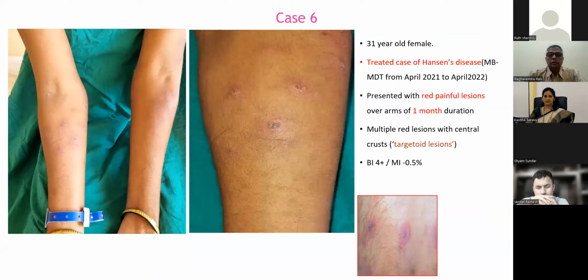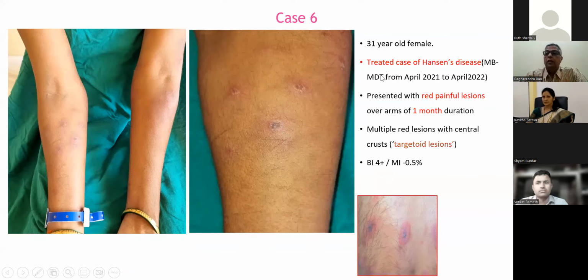So coming to case number 6, this is one of the cases that we came across recently. She's a 31-year-old female who was a treated case of Hansen's disease, and she took 1 year of MDT from April to March 2022. And then after stopping the treatment, she started developing multiple painful lesions over the body.